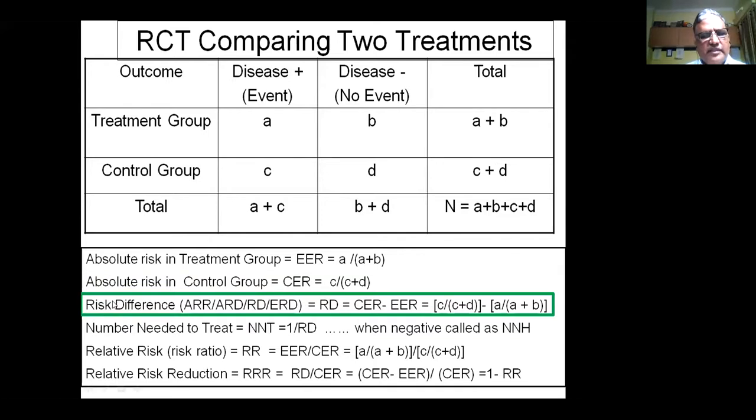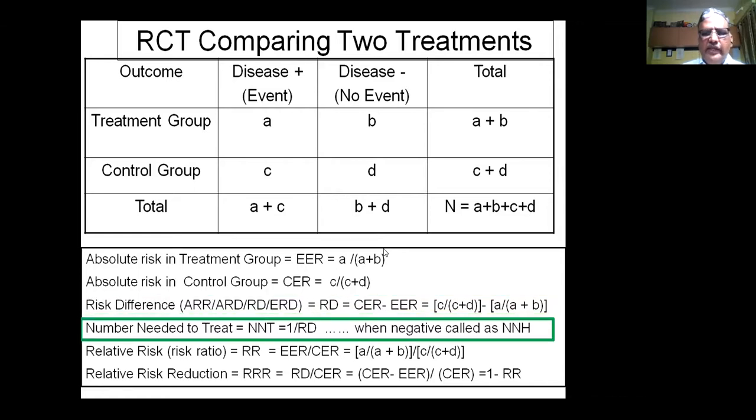Then risk difference. It's also called absolute risk difference, absolute risk reduction, risk difference, or event rate difference. Just like sometimes one of us may have more than one name, 8 names, statisticians have also given many different names to risk difference. This is calculated by the difference between the control group and experimental group, so CER minus EER. Now a lot of times we see number needed to treat. Number needed to treat is nothing but 1 divided by risk difference. If it is a harmful thing and is negative, you will call it number needed to harm.